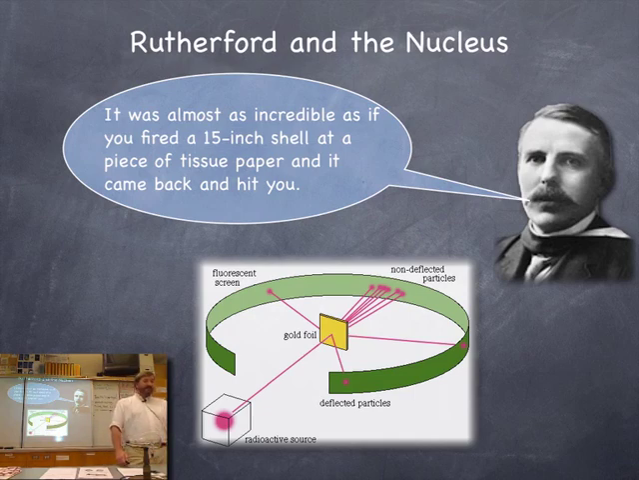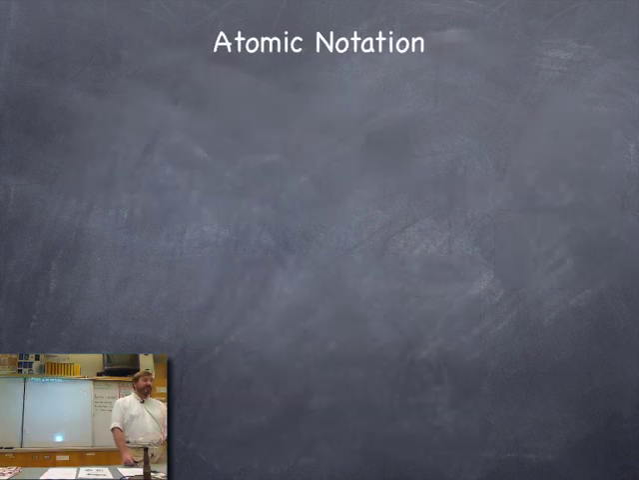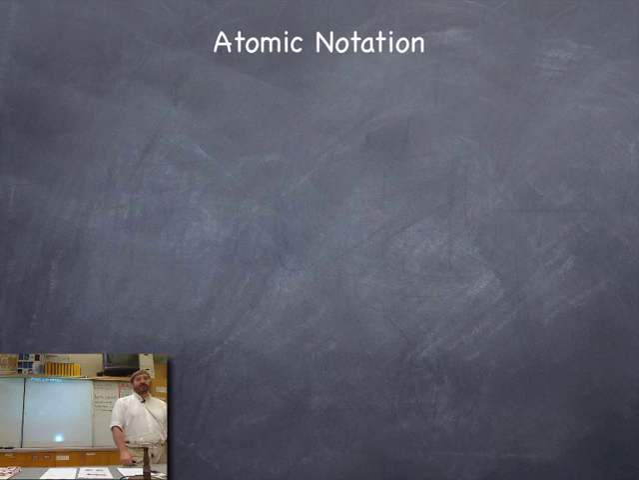So what we need to be able to do fundamentally at this point right now is we need to be able to do a little bit of bookkeeping. We need to be able to keep track of how many protons, how many neutrons, how many electrons. And so we'd like to have some kind of notation to keep track of these things. Okay? So we use what we call atomic or isotopic notation to do just that. Here is an example of a symbol.